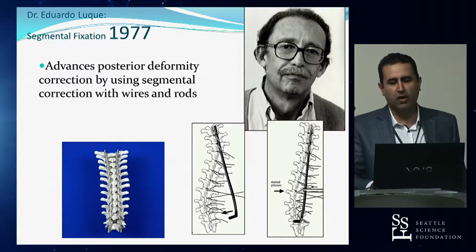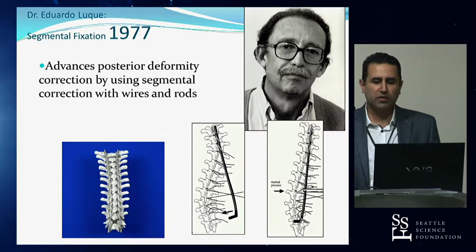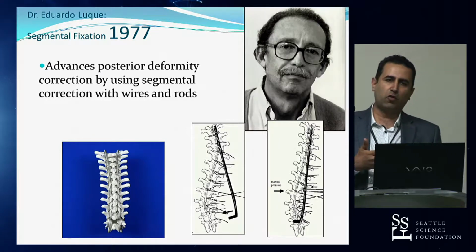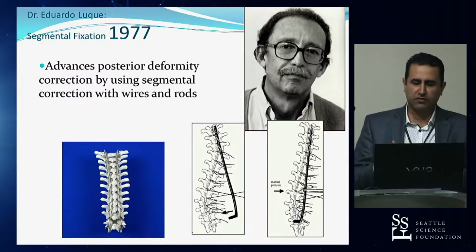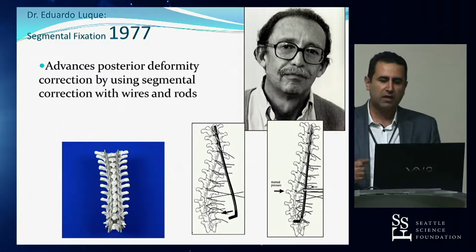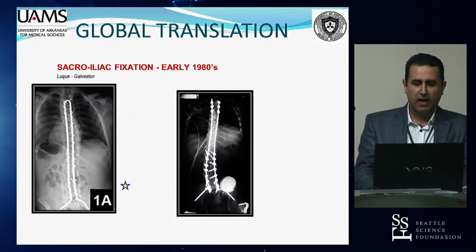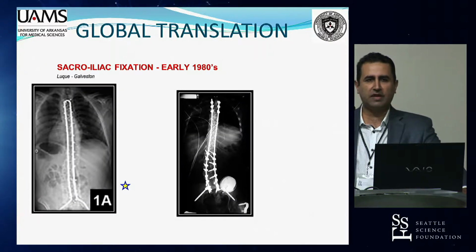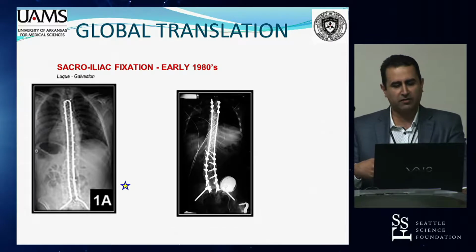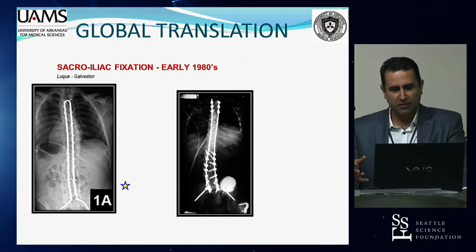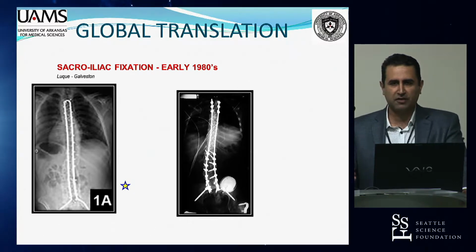What followed him were others such as Luque, who then decided to apply segmental correction of the deformity by using wires to the rod and bringing the spine to the rod, and great success was achieved that way. When combined with the Galveston technique to achieve this Luque-Galveston unit rod, it still amazes me how this was able to be achieved. They were able to obtain not only the correction that we talked about, but iliac fixation as well.